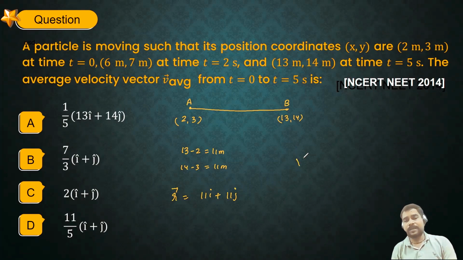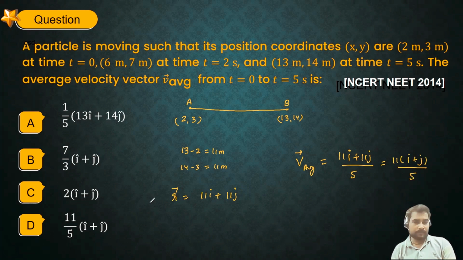So V average, or average velocity vector, is going to be 11i plus 11j whole divided by 5, total displacement upon total time. You can take 11 as common. So 11 times i plus j upon 5. So option D is the correct answer.